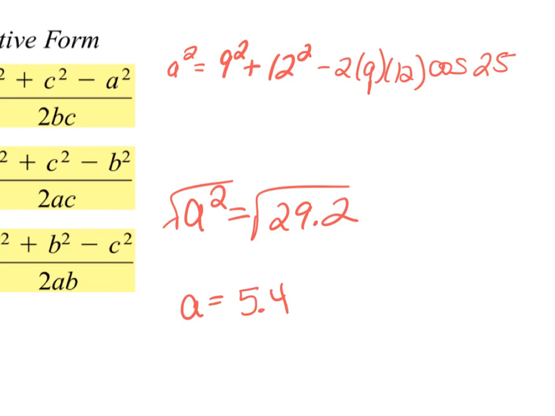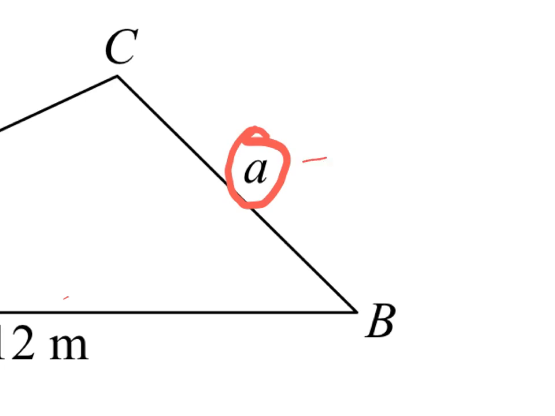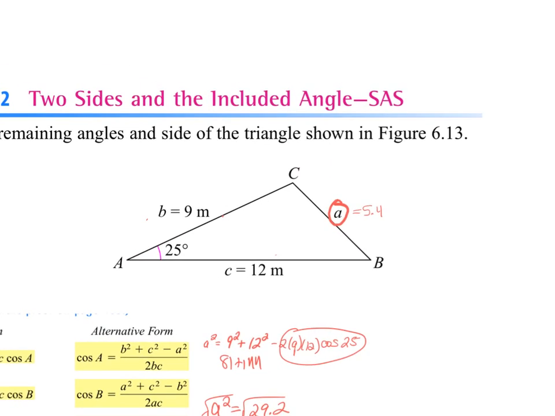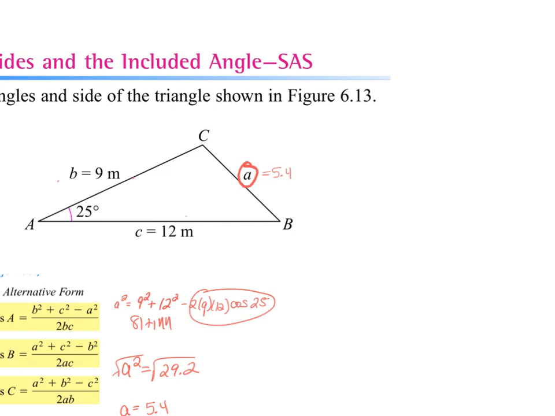5.4, something like that. Again, if you didn't do all of that in your calculator, just make sure that if you do this as 81 and this is 144, that you do this in parentheses. But A is 5.4. Now, can you use this information to solve the rest of the triangle? Yes. Okay, so let's do that. What do you want to find first?